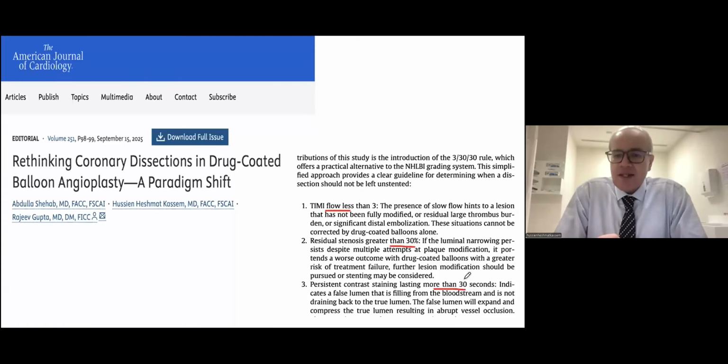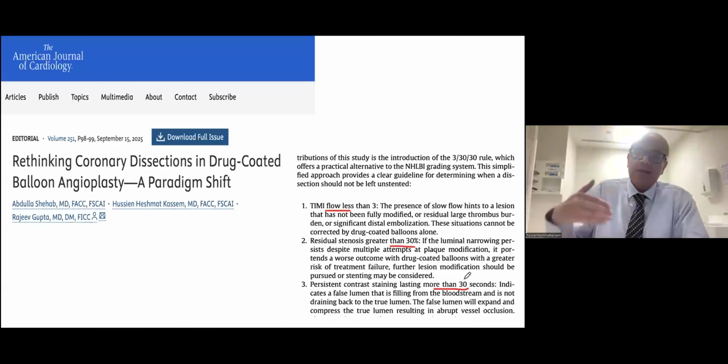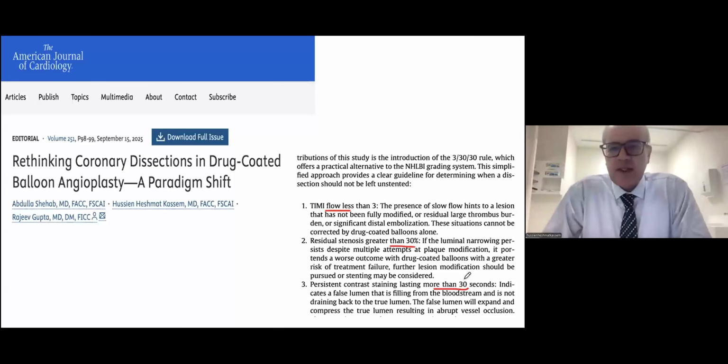Or contrast staining that lasts more than 30 seconds. As I told you, it means that the vessel is filling with blood. The false lumen is being filled with blood and is not draining, so it will continuously grow until it blocks the lumen.